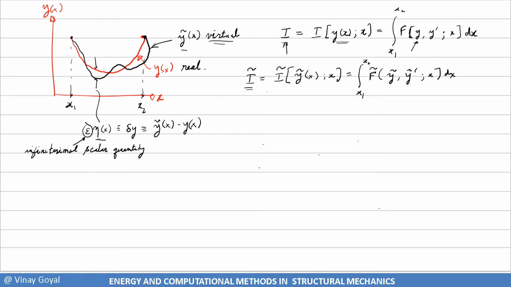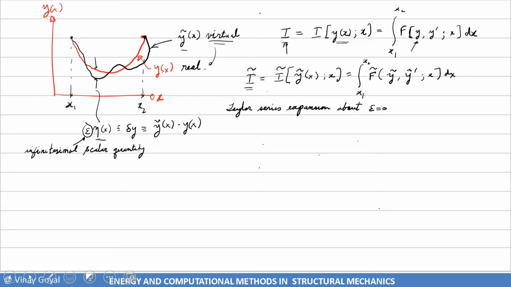And so all I have to do now is to use Taylor series expansion about epsilon equals 0, because I want epsilon to be close to 0. When epsilon tends to 0, the virtual function becomes the real function. And I want that. I want that to happen. So I want to examine the family of curves near the real solution, because if I can do that, then I am in better shape.